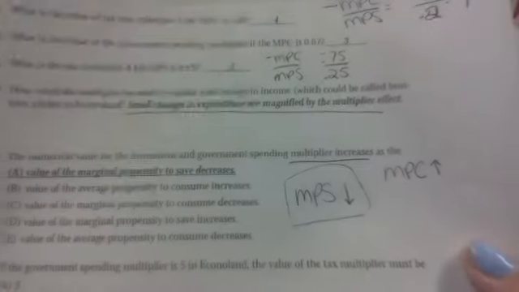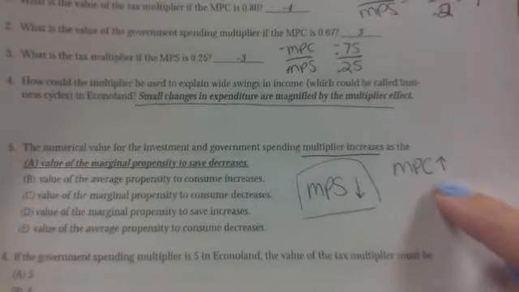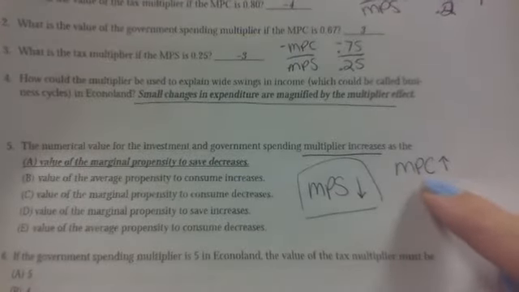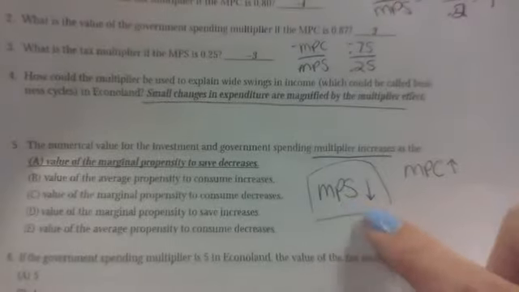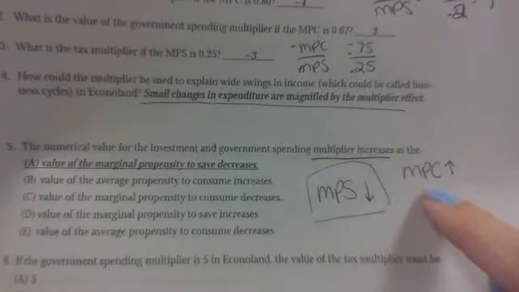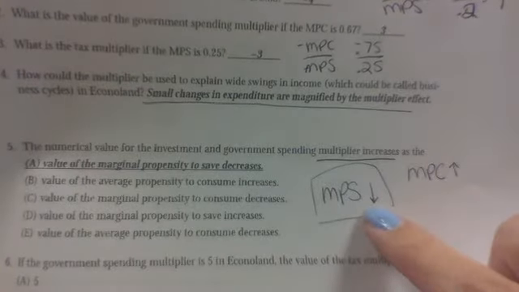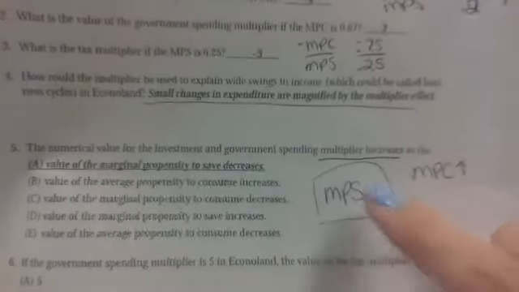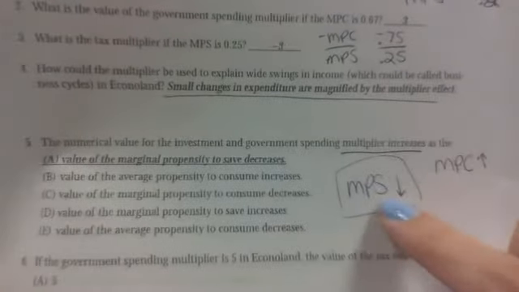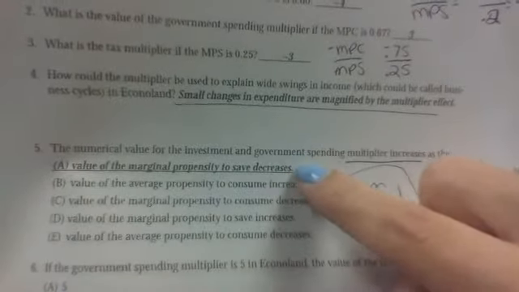But if you look at the answer choices, none of them say that. None of them say MPC goes up. Well, the next best thing: you know that if MPC is going up, MPS is going down. If MPC goes from 60 to 80%, or 0.6 to 0.8, that means MPS fell from 0.4 to 0.2. So the other side of that is MPS is going down. So the multiplier will go up if MPS goes down.